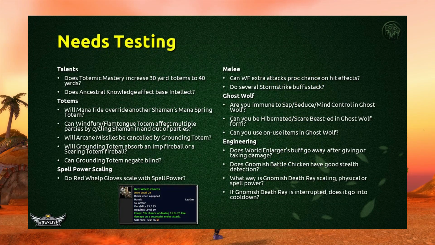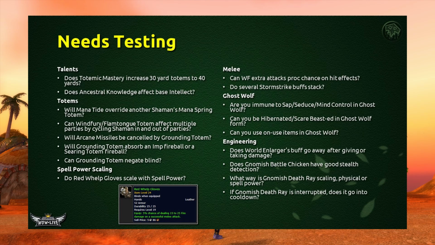Finally, let's go over things that still need testing. Thank you Ace in the Shaman Discord for compiling this list. For talents, we need to know, does Totemic Mastery increase 30-yard totems to 40 yards? As in private servers, Tremor Totem already has a 30-yard range.